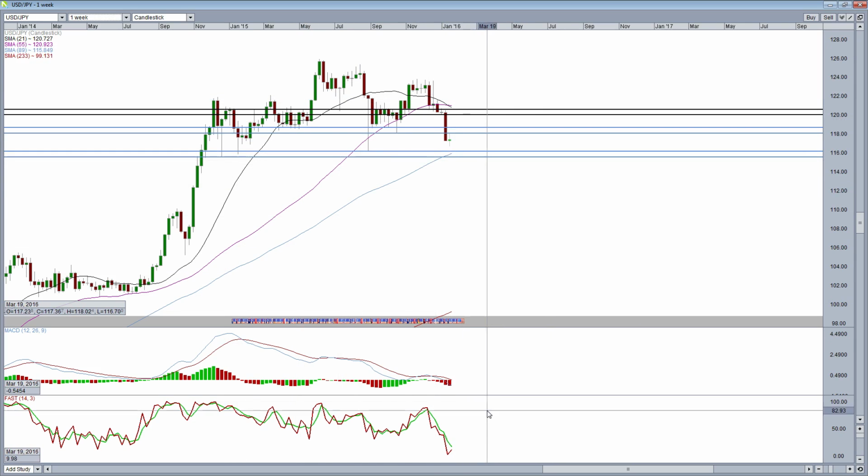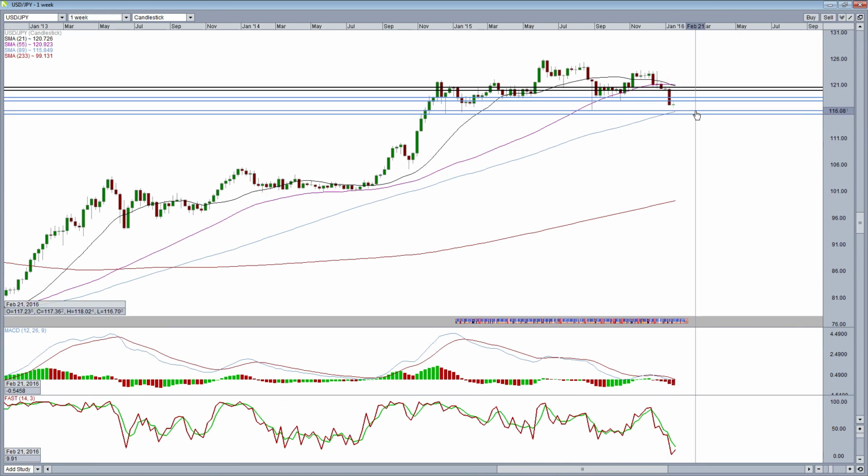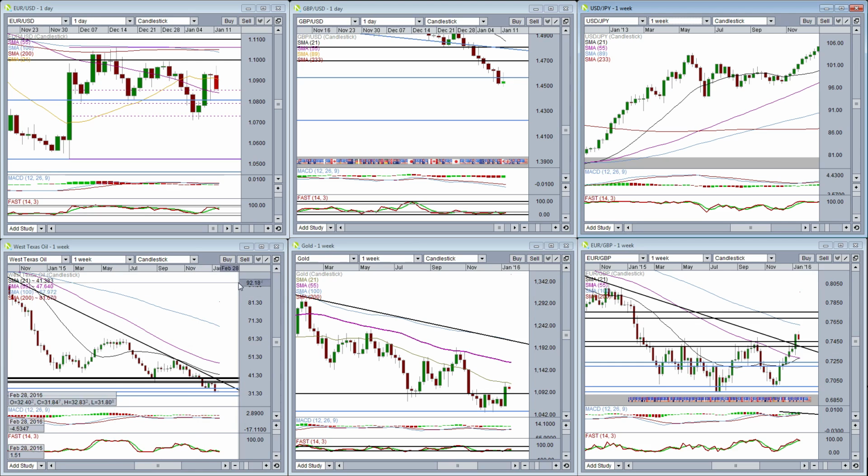If we see this broken as well, you can see that really we are looking at a significant move back, maybe towards these 110 levels, which was resistance back in October of 2014. So quite a significant drop potentially if we see these 115.50 to 116 levels broken, which is why, once again, this is a very significant level of resistance for the dollar yen pair.